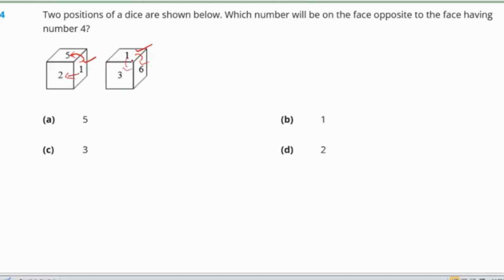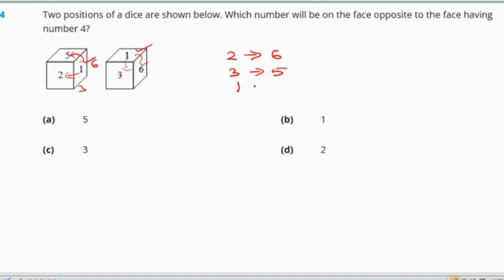So now from that, what we can take out, if we are going in that direction, 5 is here, 2 is here. So 3 has to be on this direction and 6 has to be on this direction. So what we can say, 2 and 6 are opposite to each other. Okay, 3 and 5 are opposite to each other.